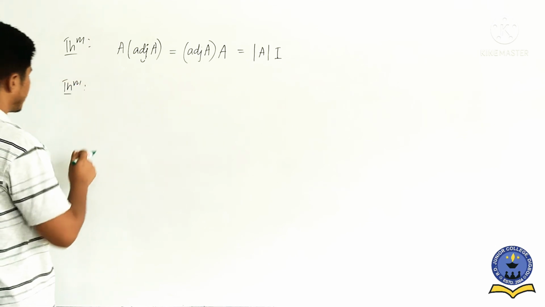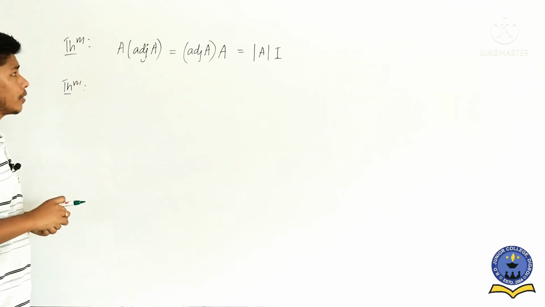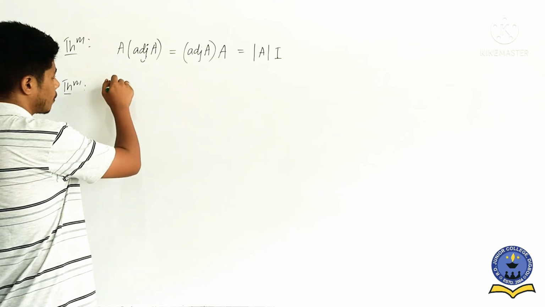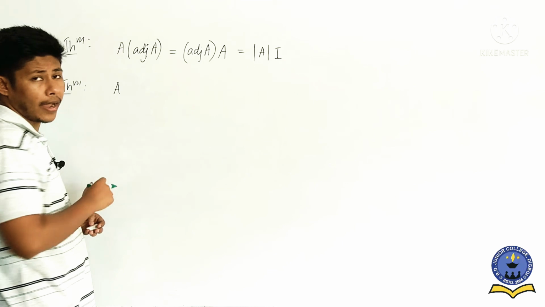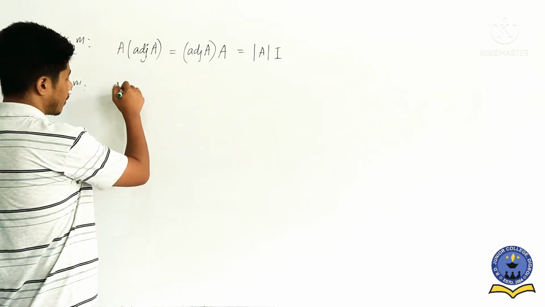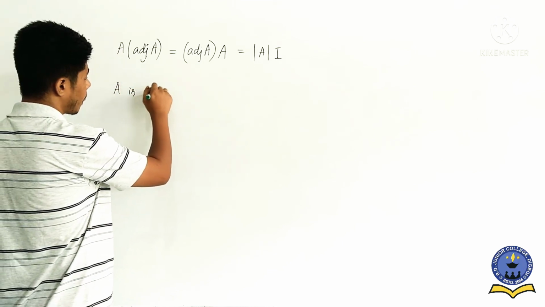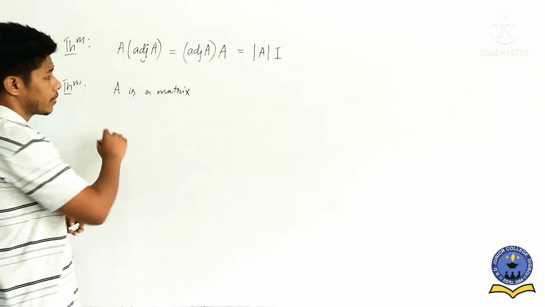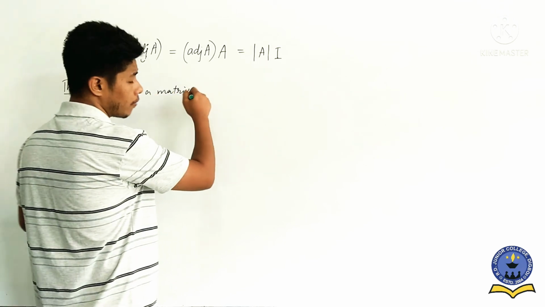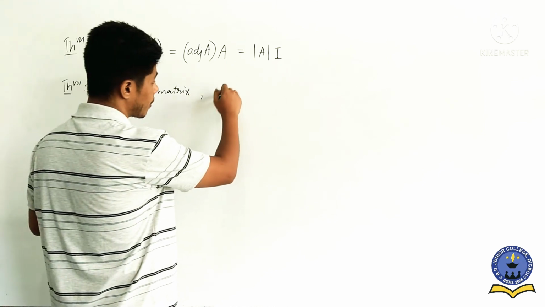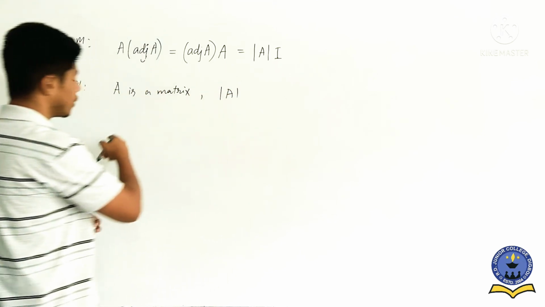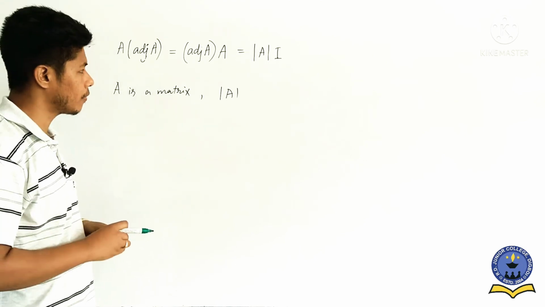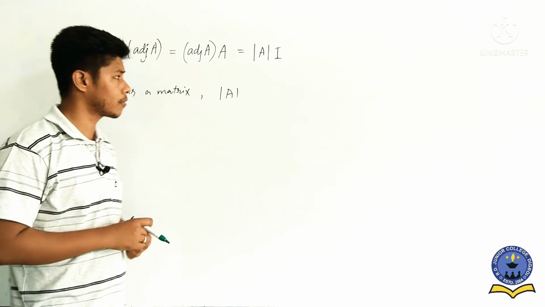Actually, this one you can also write as a note. Suppose we consider a matrix A, and we find the determinant of this matrix. For each and every square matrix we can easily find the determinant. All of you know how to evaluate it.